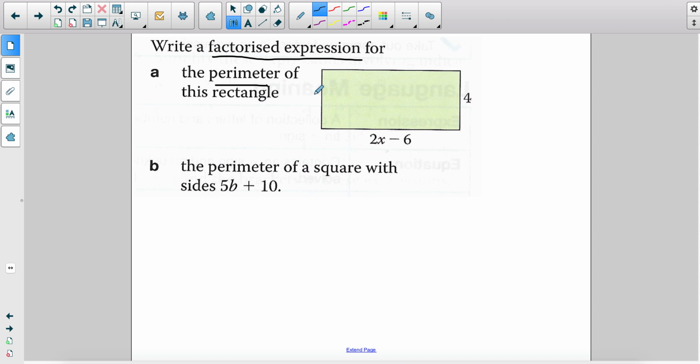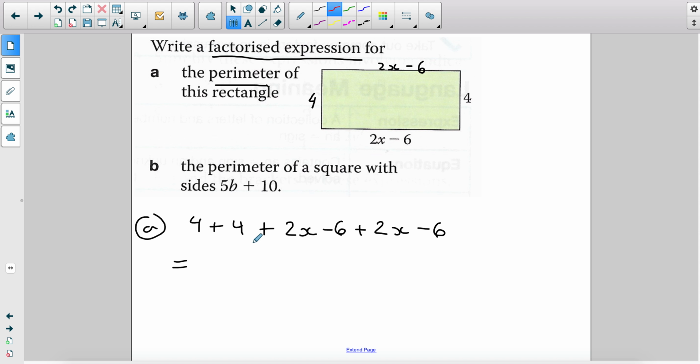So this is 4, which means this is 4, and this length is 2x minus 6, sorry. So the perimeter is just simply adding all of these values together. So I have 4 plus 4 plus 2x minus 6 plus 2x minus 6. If you're still not comfortable with adding very different terms together, I would recommend circling the like terms. So I have 2x here and another 2x. And everything else involves numbers, so all of these are like terms as well.